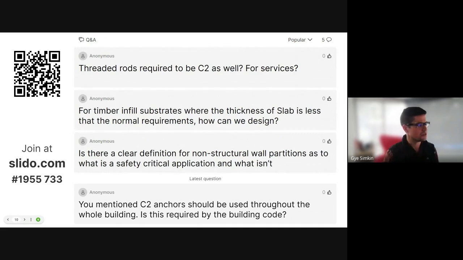Sorry, folks. Are threaded rods required to be C2 as well, and for surfaces? Threaded rods, as far as I'm aware, that would be treated as well. I'm assuming this is a chemical fixing, chemical threaded rod connection. So yes, that would require C2. I've read some literature that's come out recently on that, so we'll put a link in for that.